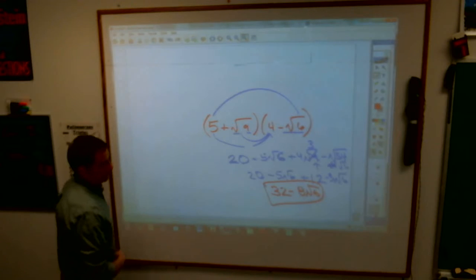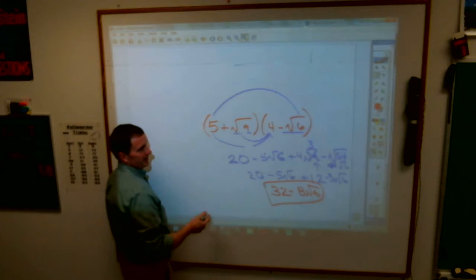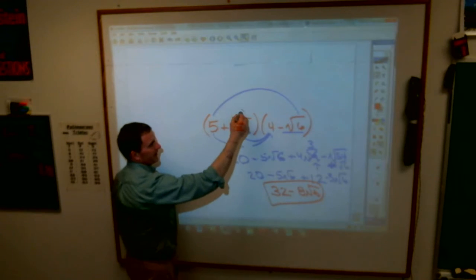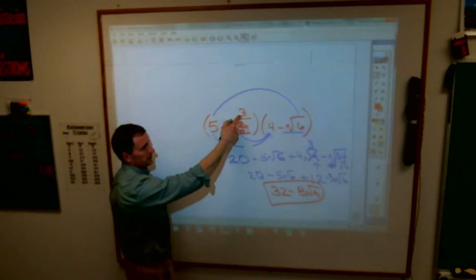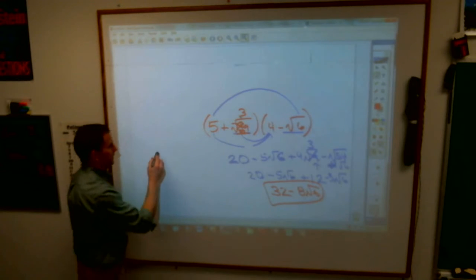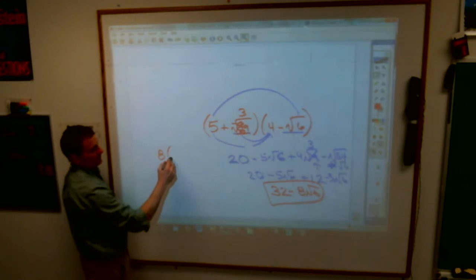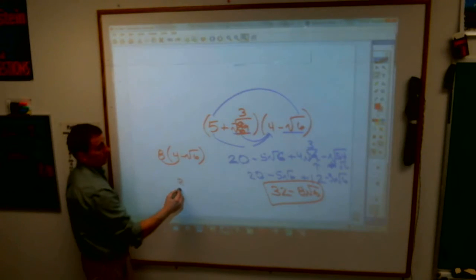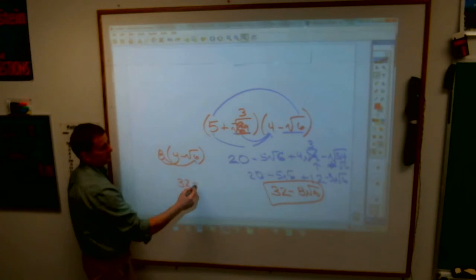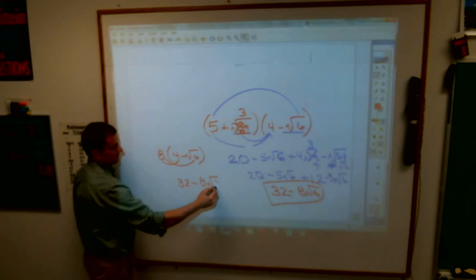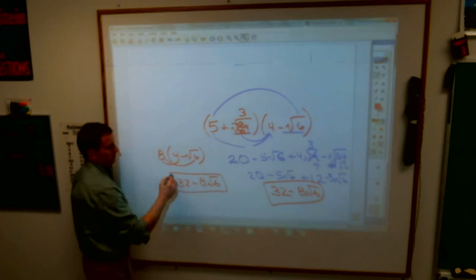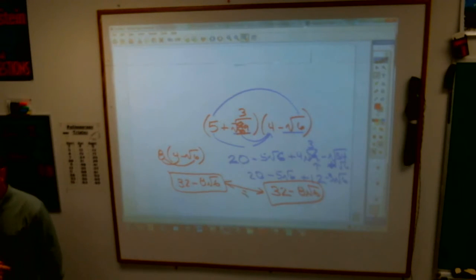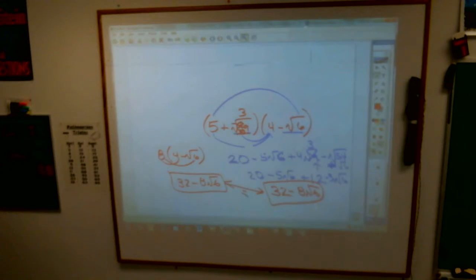So there's your answer, which is what you would have got had you recognized this as a 3 right off the bat. 5 plus 3 is 8. So that whole thing is really the same thing as 8 times 4 minus the square root of 6. Distributive property gives you 32 minus 8 square roots of 6. Which, lo and behold, they're the same. Which way would have been easier? I'll do that first way.